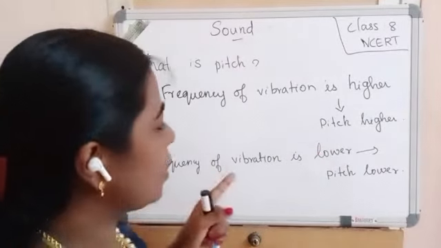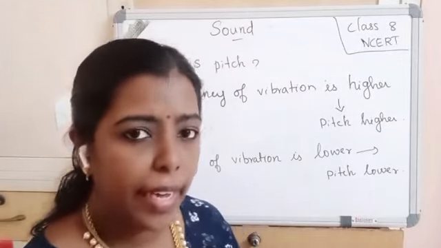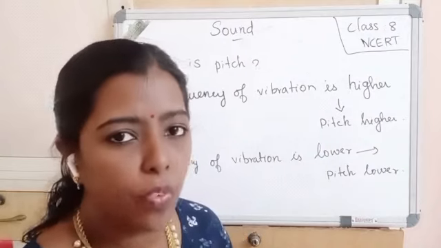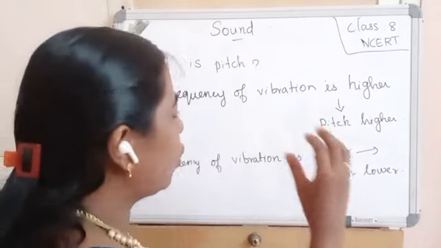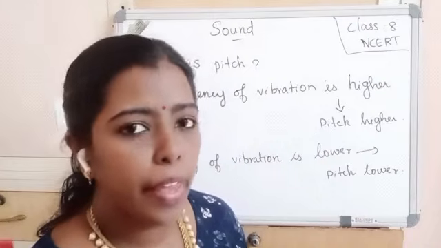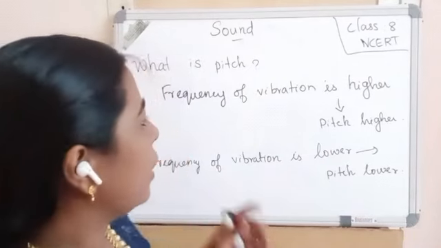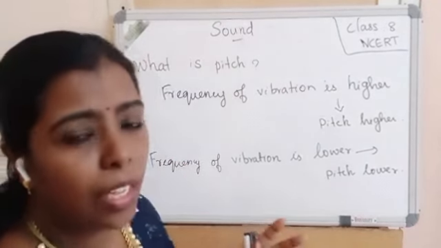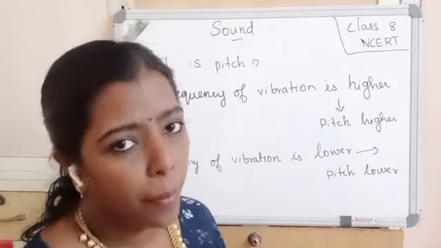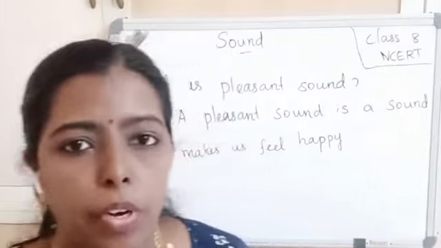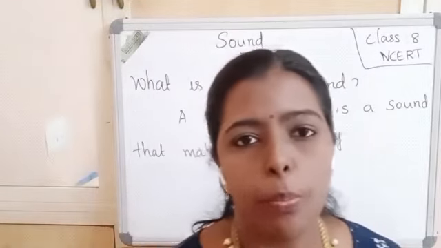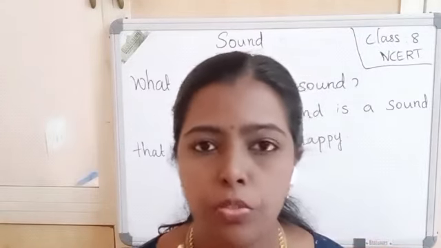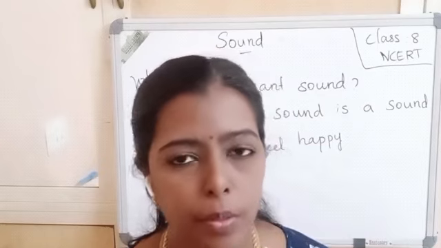If the frequency of vibration is lower, that sound has lower pitch. For example, if a drum vibrates in a lower frequency, it makes lower pitch. If a whistle makes higher frequency, it makes higher pitch. These are some of the properties of sound. What are the properties of sound? Frequency of sound, amplitude of the sound, and loudness and pitch.